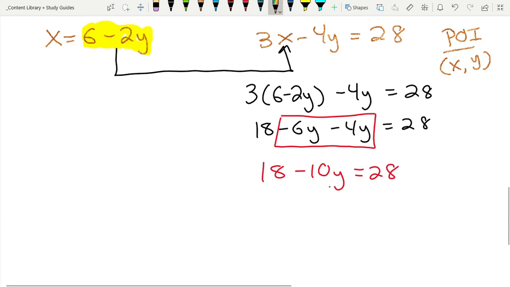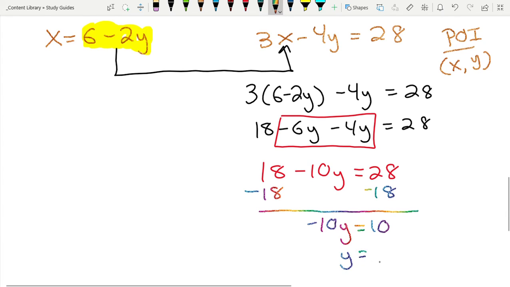Now I can isolate the y by subtracting the standalone. So I subtract 18 from each side. So negative 10y is equal to 10. I divide each side by negative 10, and I get y is equal to negative 1. So now I have an actual number for my point of intersection. I know that the y has to be a negative 1.